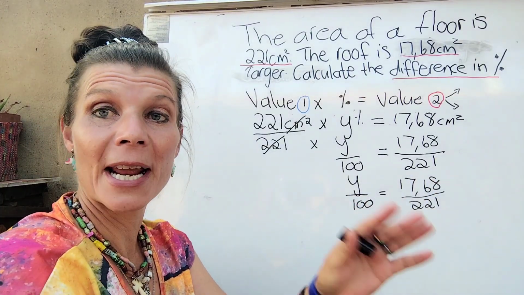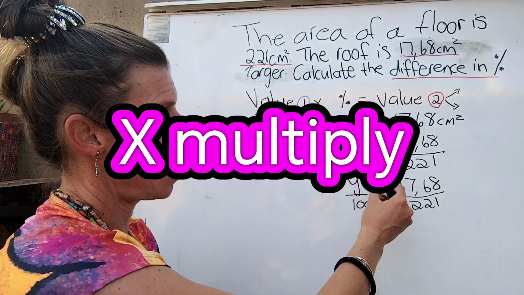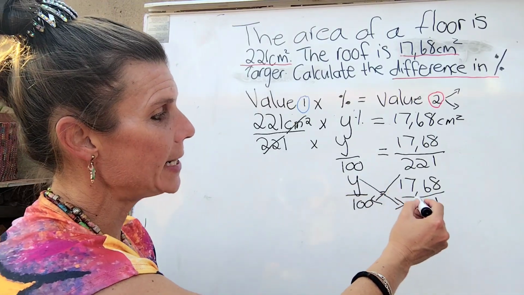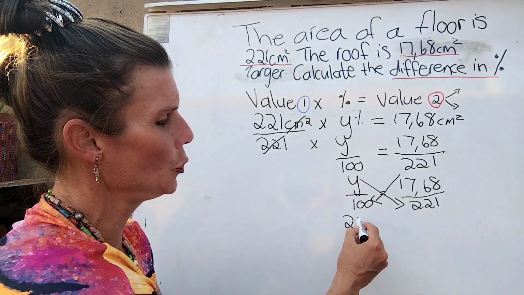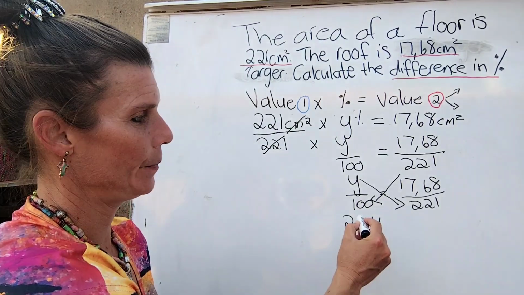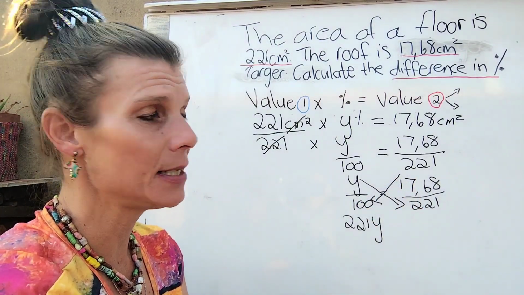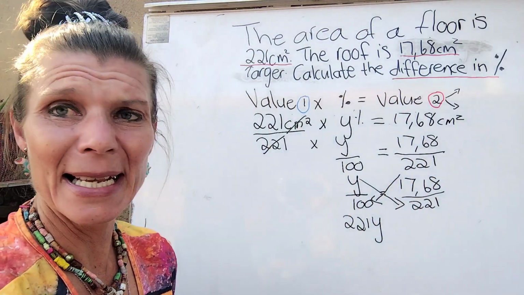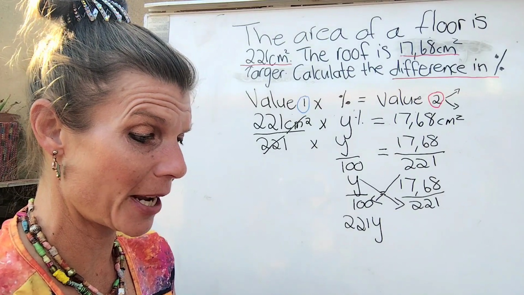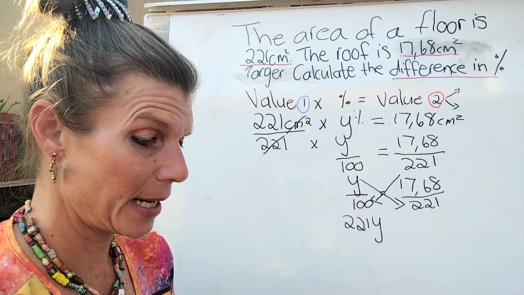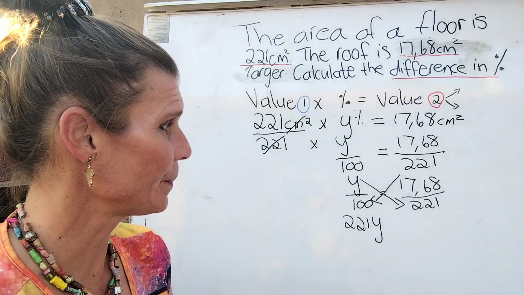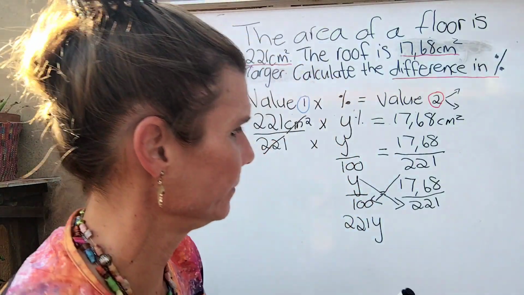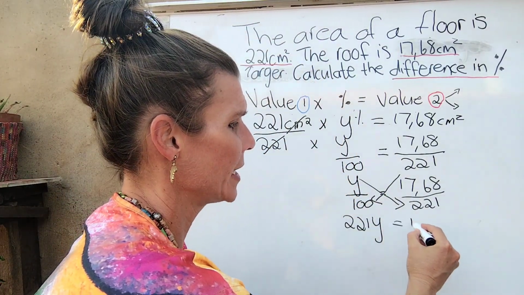Right, now I get to practice my cross multiply rule. I cross multiply across the rainbow. Y times 221 gives me 221 Y. And 100 times 17.68. Now, sometimes we can do it from our head, sometimes we cannot. That's where I can grab my calculator and I can quickly see what I'm going to do here. And that will give me 1768.